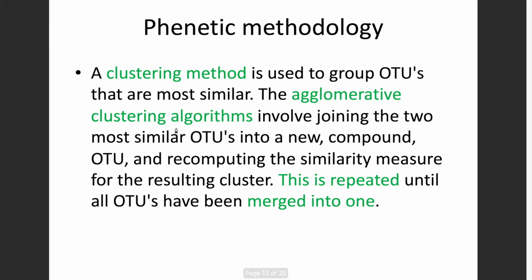And then the last part of your phenetic methodology is simply the agglomerative or the clustering methods, or groupings of your OTUs. This is, of course, the most important part of your study. You need to cluster them. So there are different clustering algorithms. When we say agglomerative, it's just combining or joining together, merging into one tree, merging into something. Like a conglomerate, the sedimentary rock.